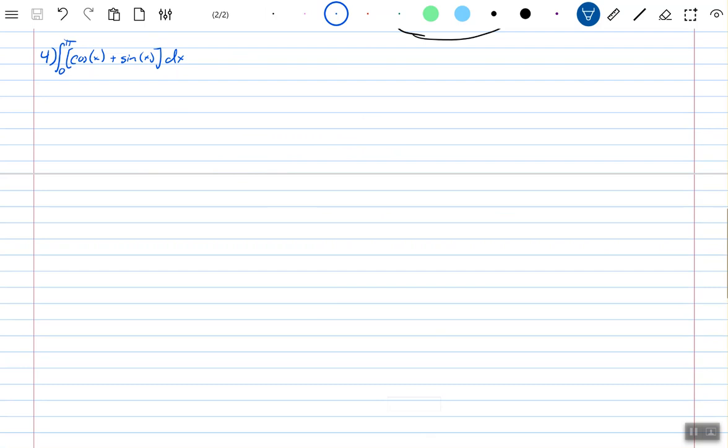Alrighty, now let's try this problem. The integral from 0 to pi of cosine of x plus sine of x dx. Alright, so what we want to do here again is the linearity rule. The integral of the sum is just the sum of the integrals. So this is the integral from 0 to pi of cosine of x dx plus the integral from 0 to pi of sine of x dx.